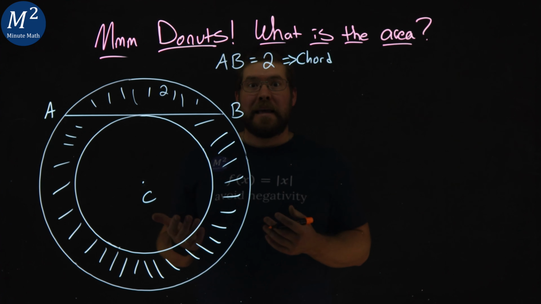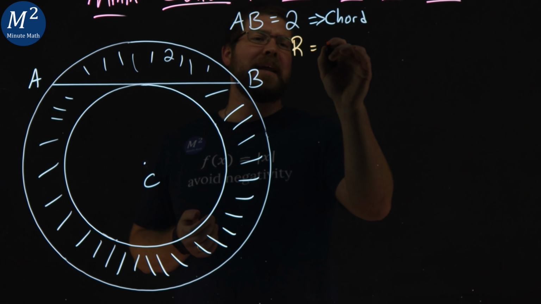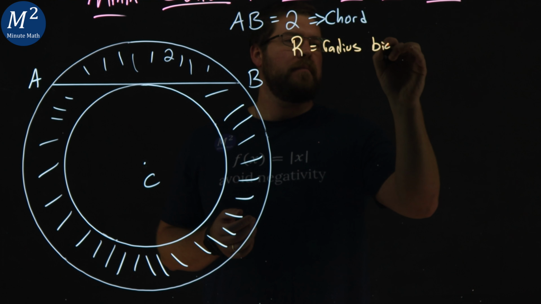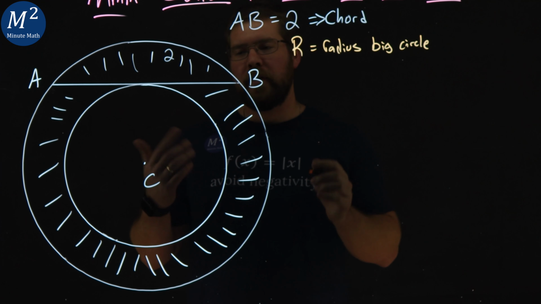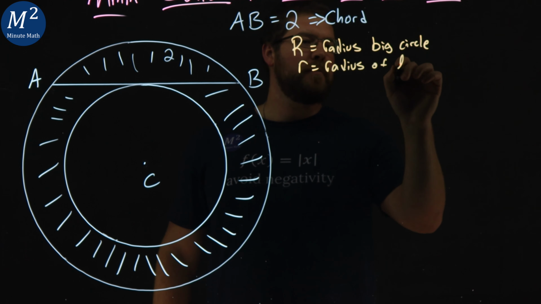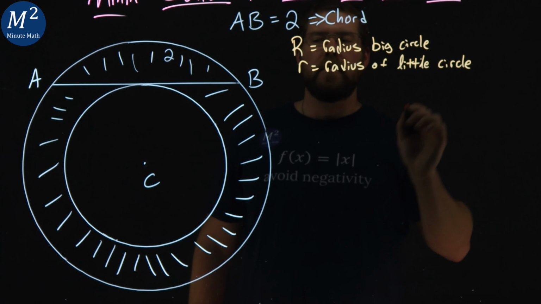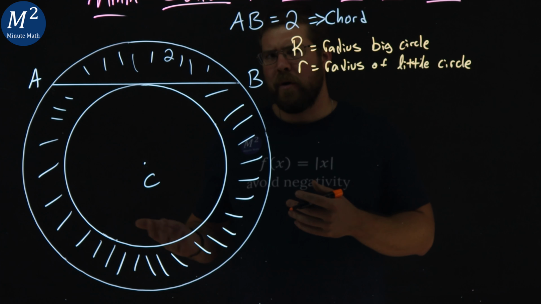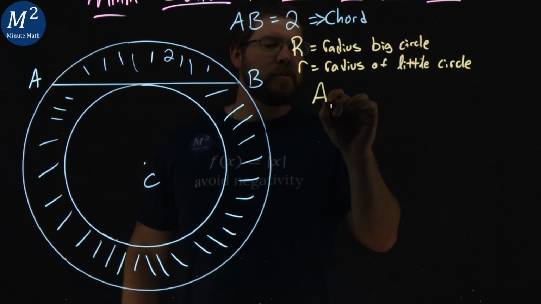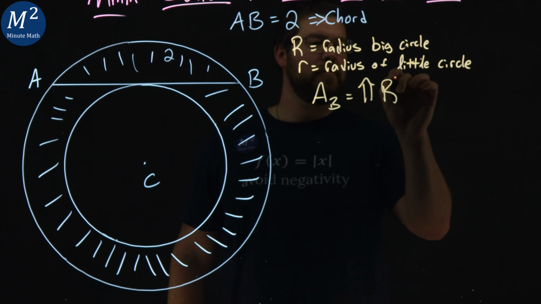Well, first let's get some labels here, okay? Let big R be the radius of the big circle, and little r be the radius of the little circle. So what is the area of each one? Well, the area of the big circle is equal to pi big R squared.